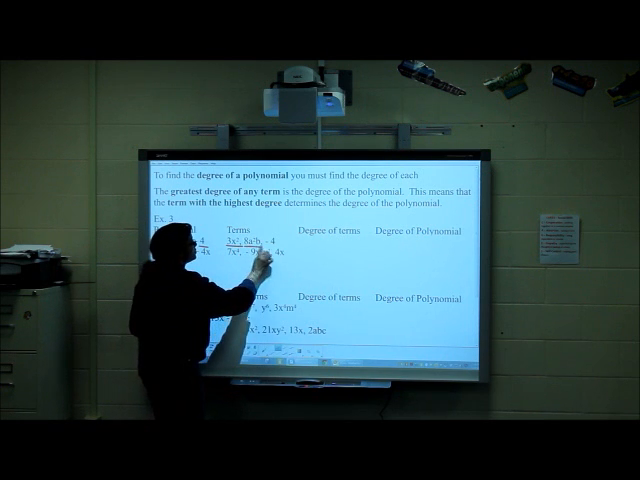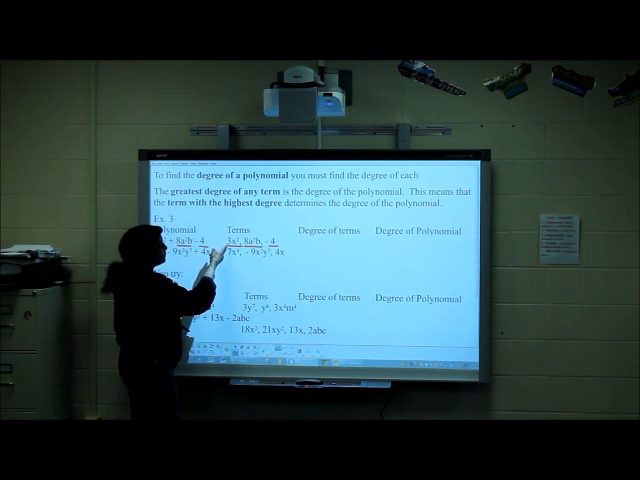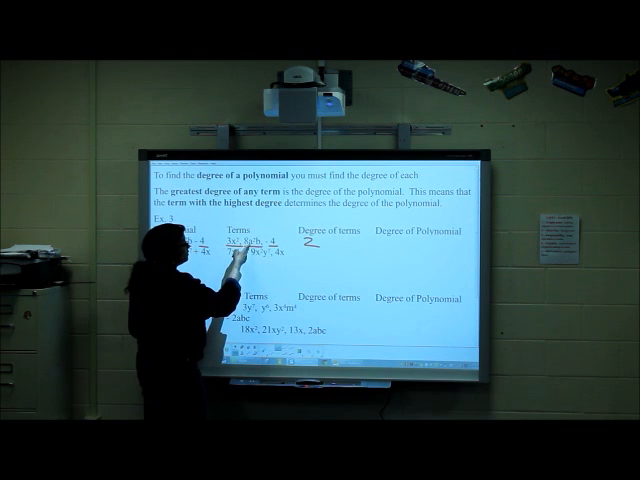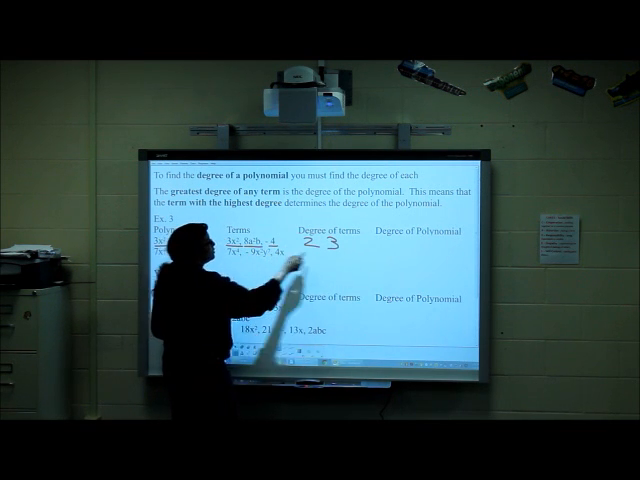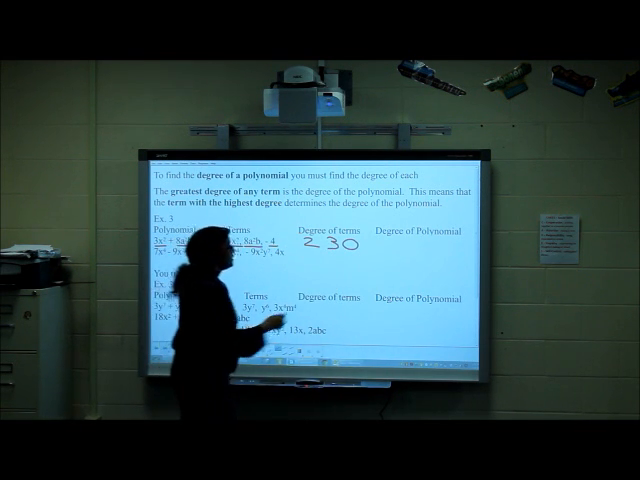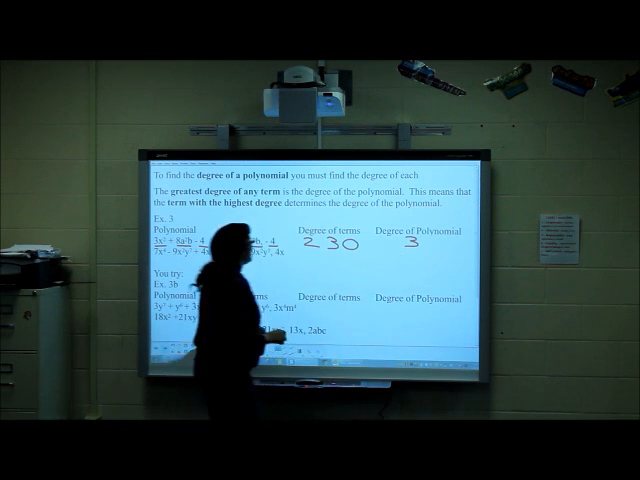It has 3 terms. What's the degree of this term? 2. This one? 3. This one? 0. Which one has the highest? 3, in the middle. That's the degree. Very good. That's the degree of the polynomial.